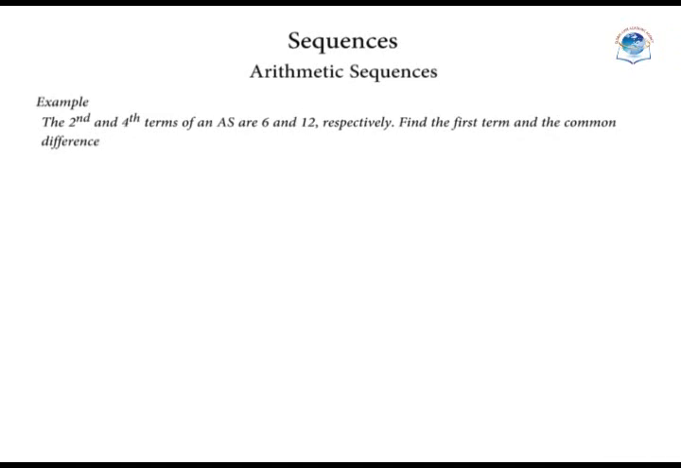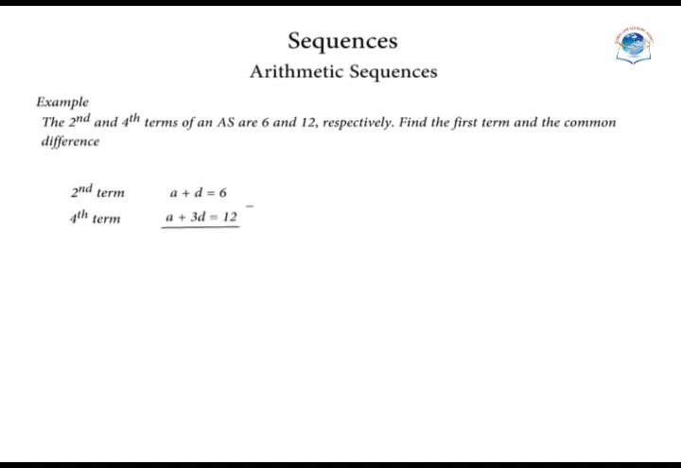Another example, the second and fourth terms of an arithmetic sequence are 6 and 12. Find the first term and the common difference. Second term will be given by A plus D, and that is equal to 6. The fourth term will be given by A plus 3D, and that is equal to 12. We solve the two simultaneously. We can do that by subtraction.